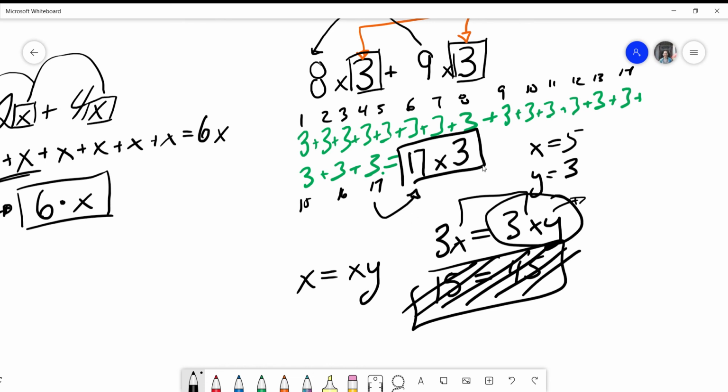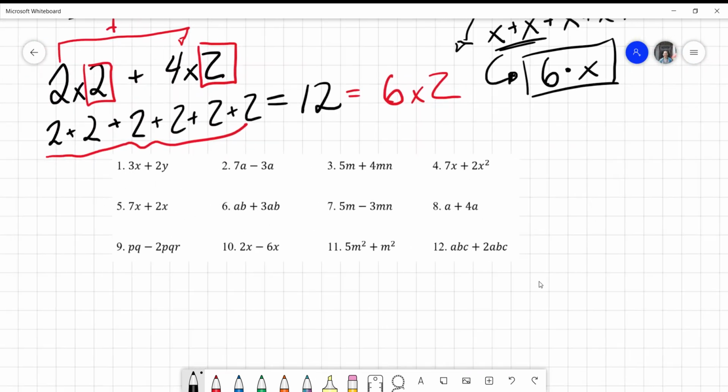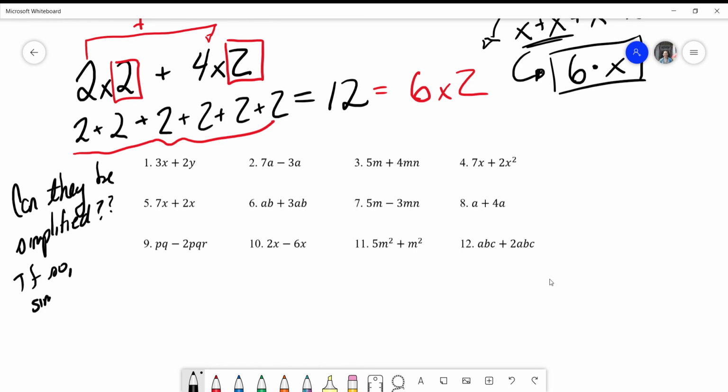So hopefully you got that from those last videos I had sent to you, but if not, don't worry, we're covering it right here. But let's go over and work on some questions involving this, because all we're doing is simplifying this. So with these questions, what I'd like you to ask yourselves is, can they be simplified? And if so, I want you to simplify them. So I'll do the first 4 for you, and then you complete the next 8.